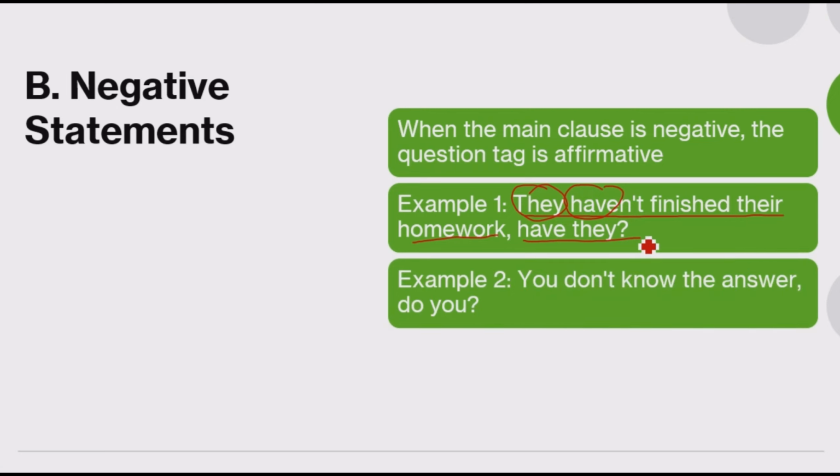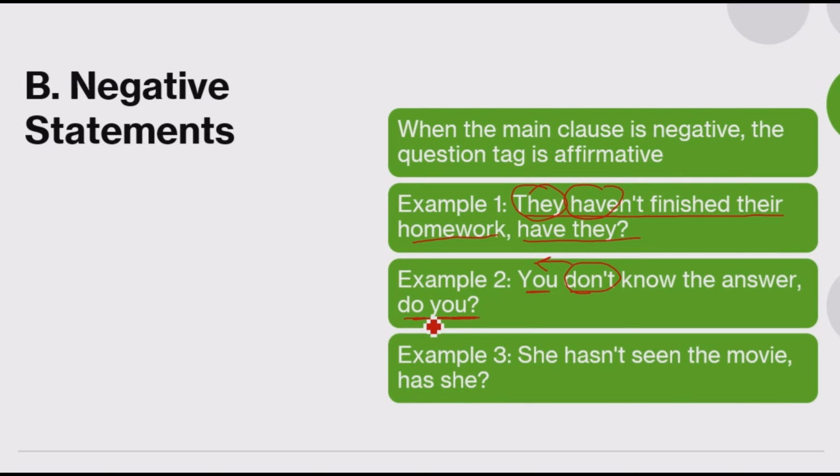Example 2, you don't know the answer. You is the subject. So in this case, we swap this one. So it becomes do you? Because we want confirmation. We want to seek agreement. Do you? That becomes the question tag.